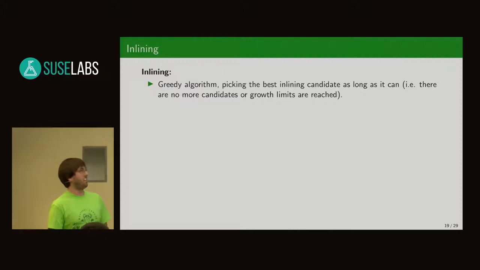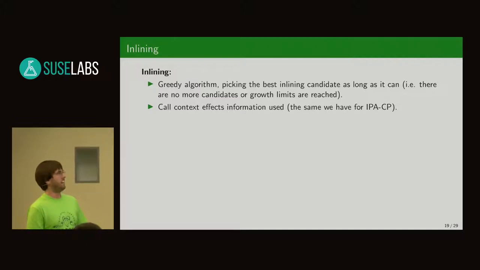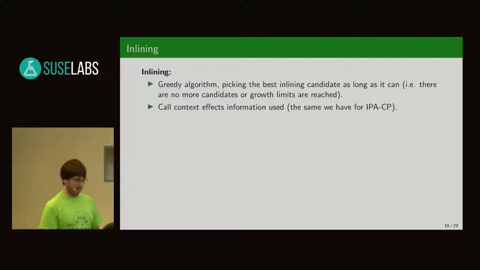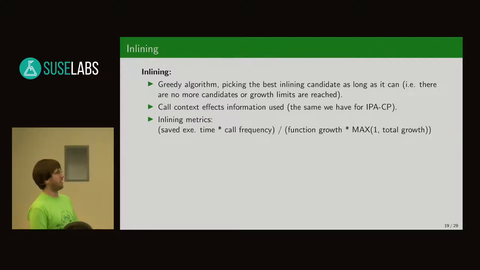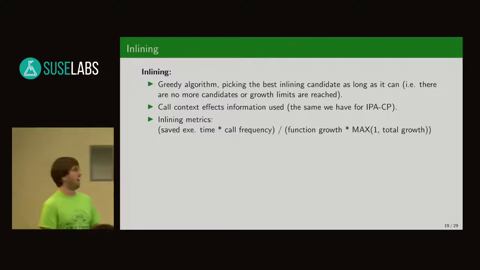It is just a greedy algorithm that picks candidates from a heap as long as there are some candidates, or as long as the total global limit on the growth of the whole program in LTO mode, or of a compilation unit in non-LTO mode, is not reached. It always picks the best and just inlines it, then picks the second best and inlines it, and updates the weights of the candidates along the way. It uses the call context effects information that I described when I was talking about IPA CP. Those are actually shared.